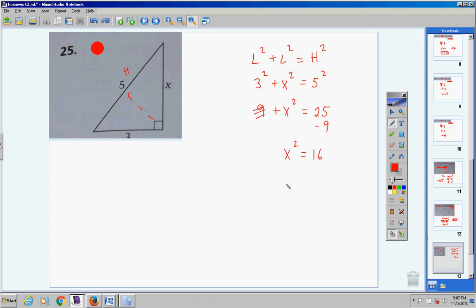And now take the square root of both sides. The square root of x squared is x. The square root of 16 is positive negative 4. But hold it, we're dealing with the length of a side, so we would not have a negative. It would just be positive. So x equals 4. And you guys should know that by now. Remember, a right triangle that has a leg of 3 and a leg of 4 will have a hypotenuse of 5. It's called a 3, 4, 5 triangle. Okay? Alright, moving on. Number 26.